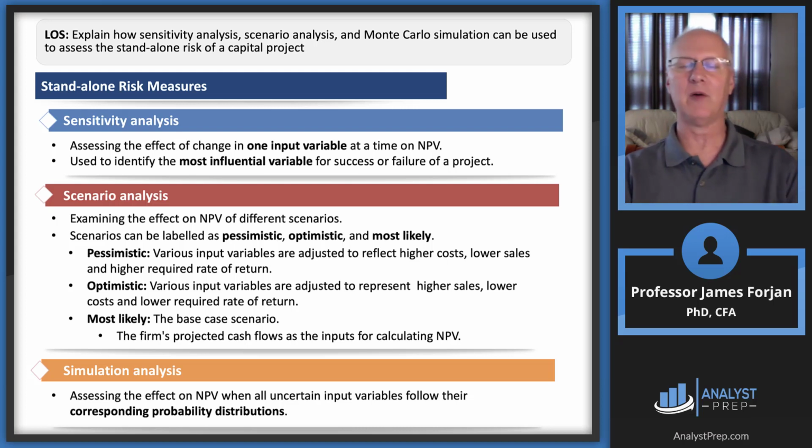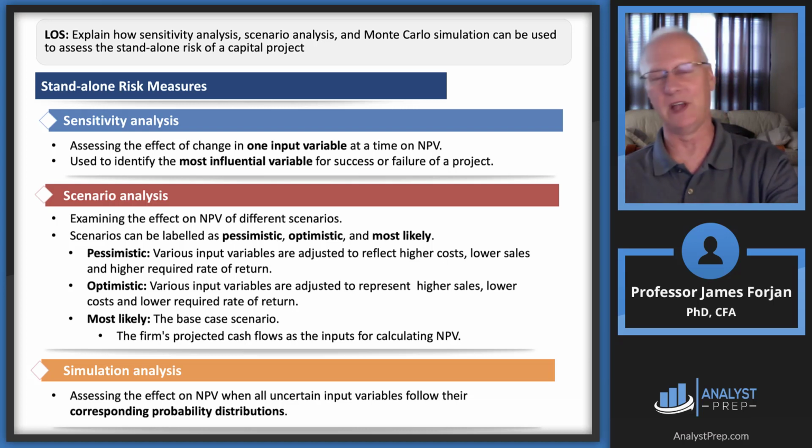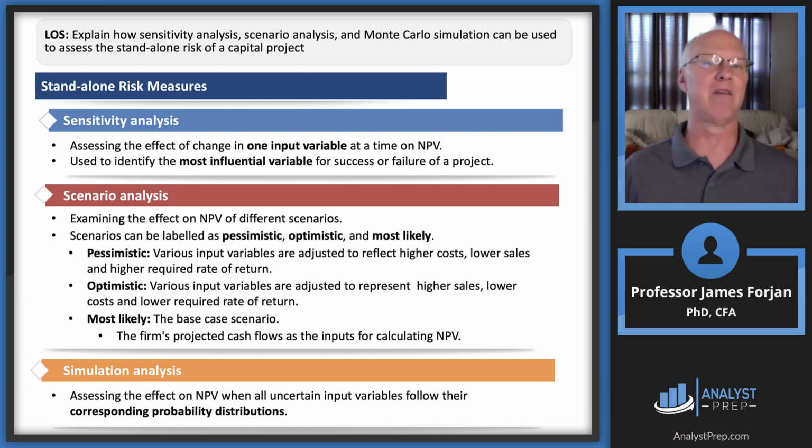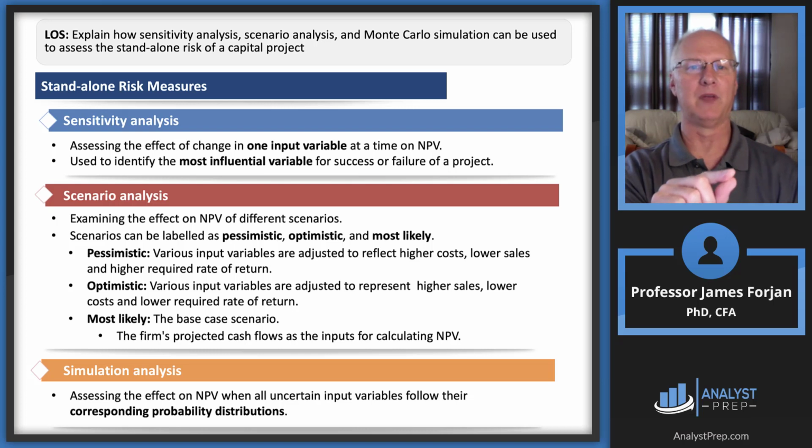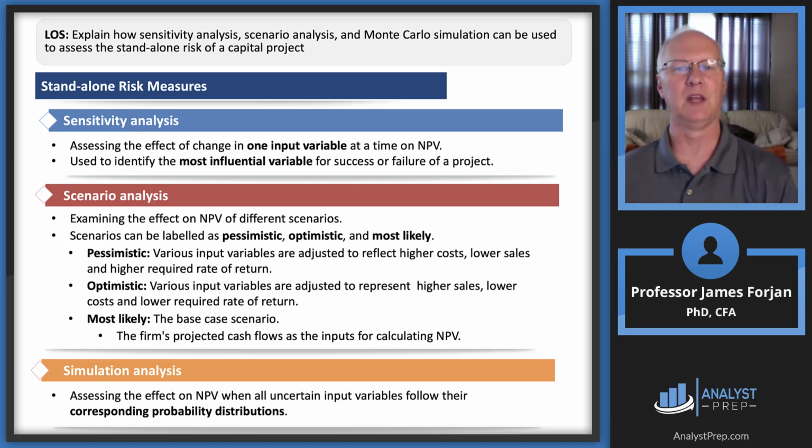And it might be that when you change revenues from 100 to 105, that might have a minimal impact on NPV. When you change expenses from 81 to 79, that might have a minimal impact. But if you change the beta of the project from 1.2 to 1.25, that might have a dramatic impact. So this is what I love about this. Used to identify the most influential variable for success or failure of a project.